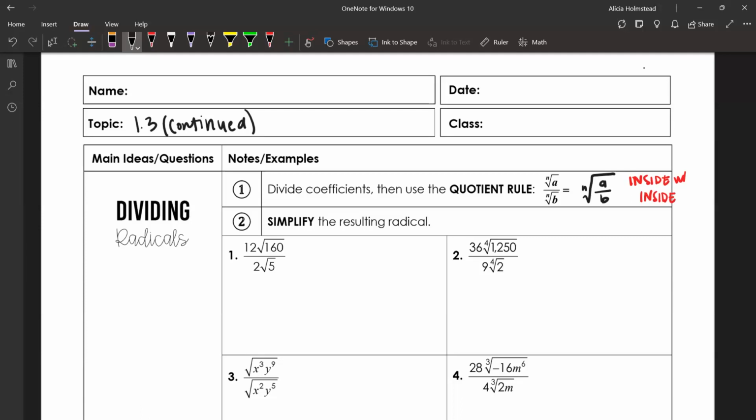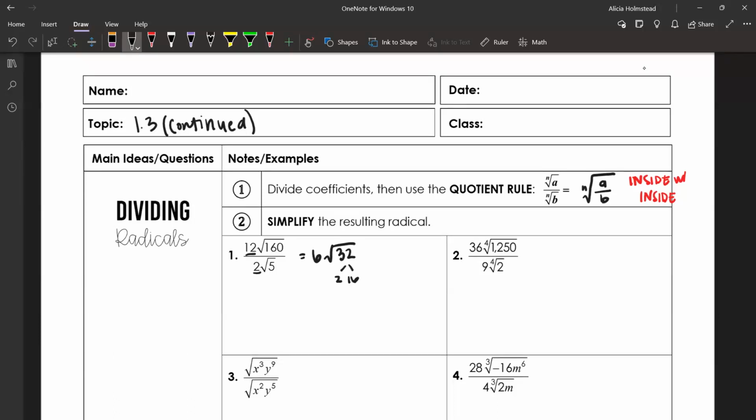So looking at number 1, outsides with outsides, we've got a 12 and a 2. 12 divided by 2 is 6. And then insides with insides, so we can do 160 divided by 5, which is 32. So that simplifies to 6 square root 32. And then we'll need to simplify that if we can.